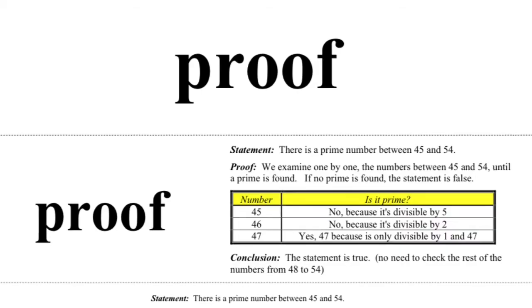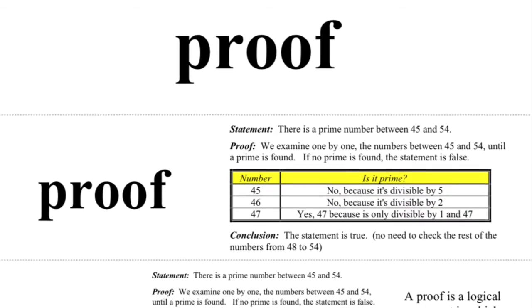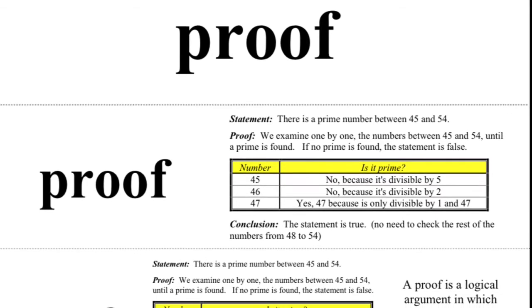A proof is a mathematical statement that allows you to take something that you created, like a theorem, and prove that it's correct.